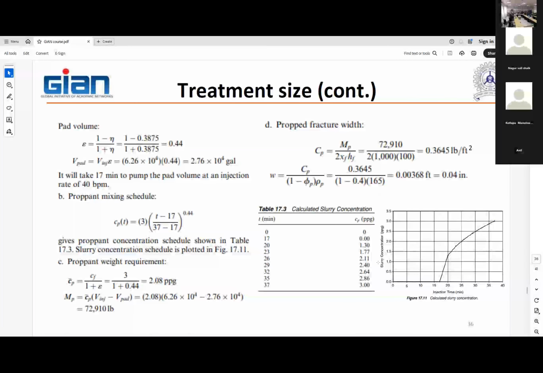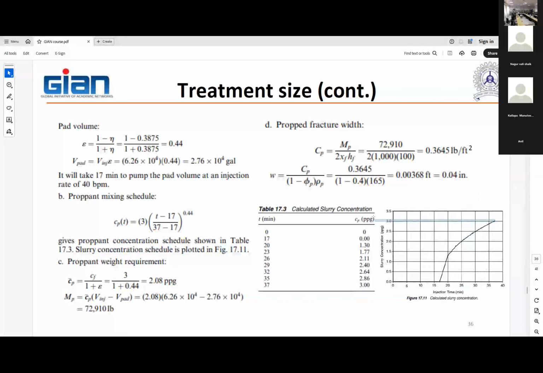So you can see from this graph, slurry concentration on the y-axis and injection time on the x-axis. For the first 17 minutes, you did not put any propant, so the slurry concentration is 0. This means it's the pad time. After that, you gradually increase your propant concentration until you get to 3 ppg. You can see 3 here. So this graph was built using data from this table.